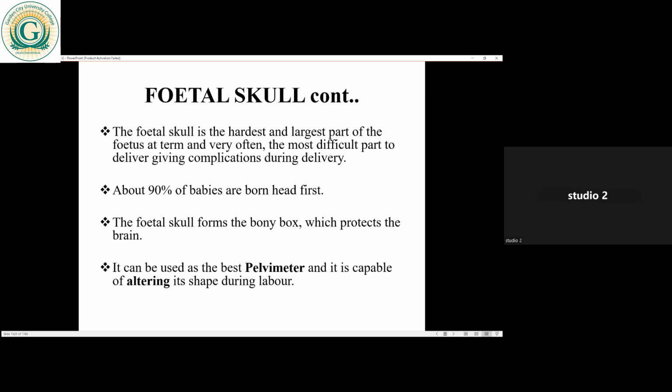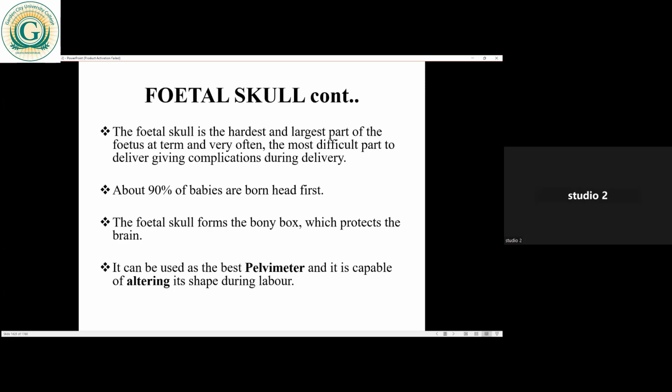The fetal skull forms the bony box which protects the brain, and it also serves as a measurement instrument for the pelvis. And it also changes in shape when the woman is delivering the baby.